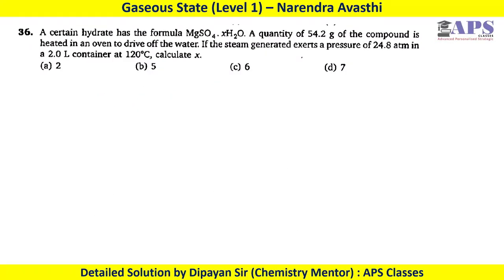In question number 36, a certain hydrated salt of magnesium is MgSO4.xH2O. We have taken 54.2 gram of the compound and heated it in an oven to dry off the water. Okay, so we can calculate the molecular weight of the salt MgSO4.xH2O like 120 plus 18x.